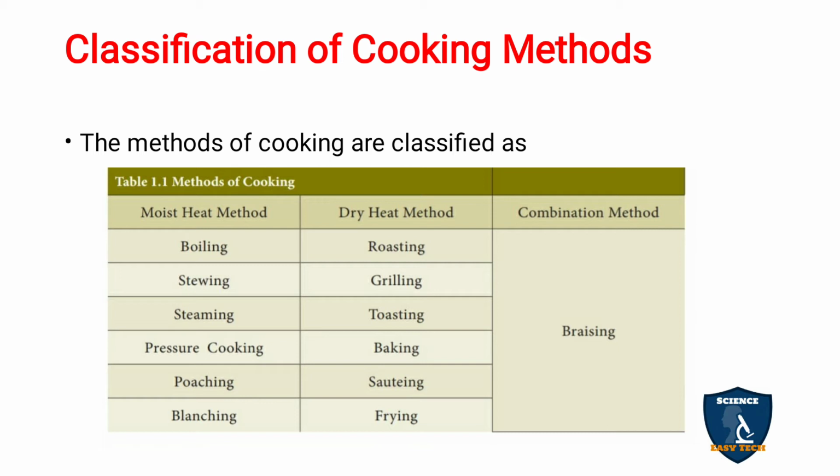Under moist heat method means what I told. So it is using water or steam for cooking. So what and all comes here? Boiling, stewing, steaming, pressure cooking, poaching and blanching. So these things come under moist heat methods.